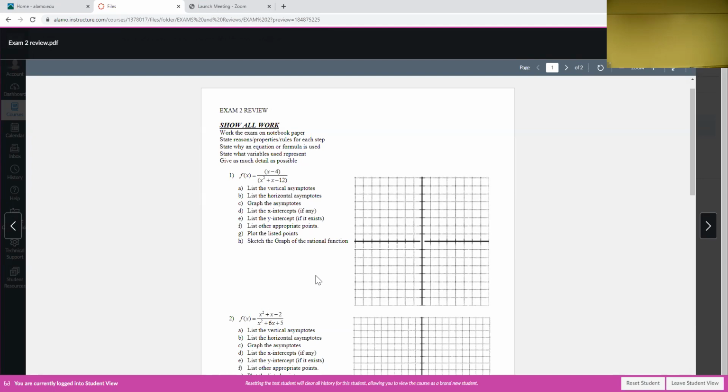The formulas and the variables used is not so much important. But sometimes stating a reason or a property for doing a certain thing can help me understand why you did a certain thing that I don't understand why you did it. So if you tell me why, then that'll explain some things. Okay.